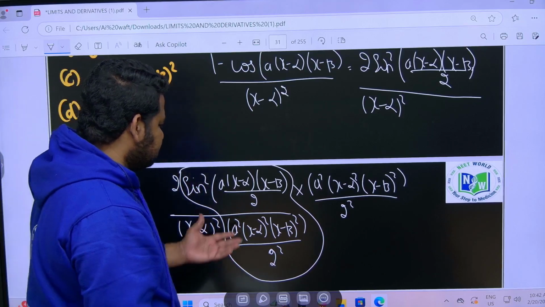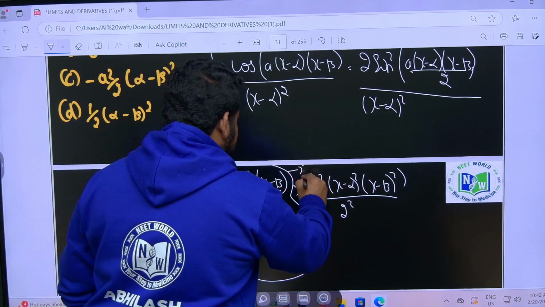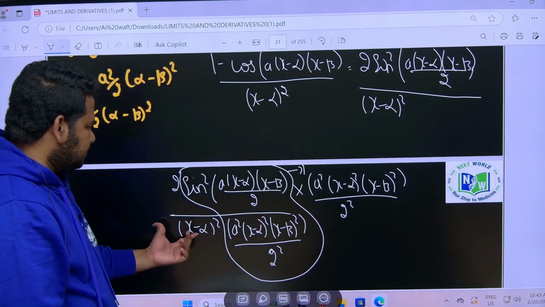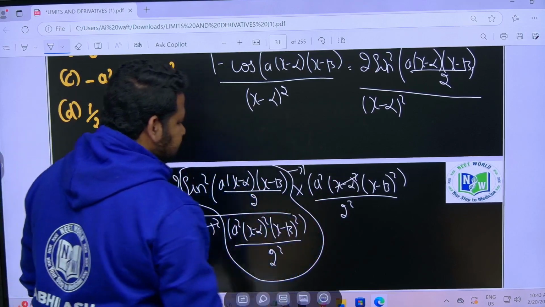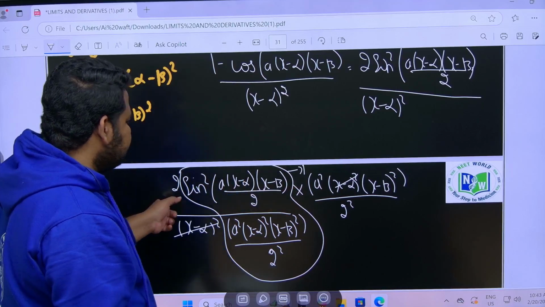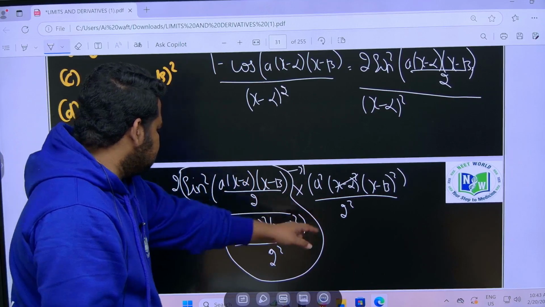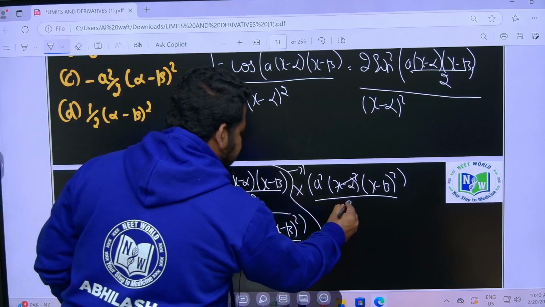This whole thing will become equal to 1. Okay, now what is left? x minus alpha square is there. I'll cancel it here. Now 2 into, what do you have? We have 2 by 2. Here 2 is there, here 2 square is there. If I cancel, I'll be left with only 2.